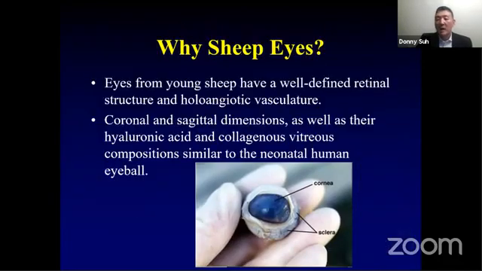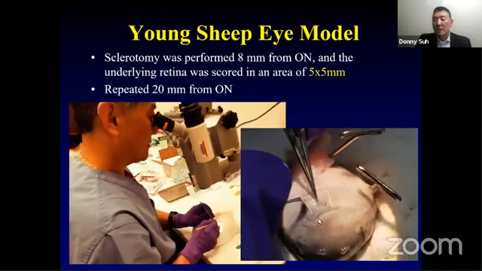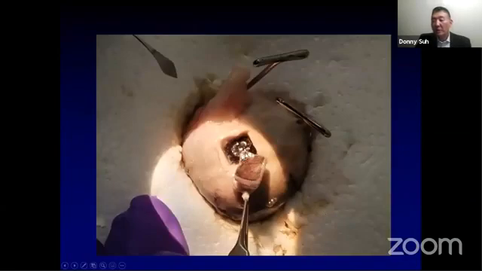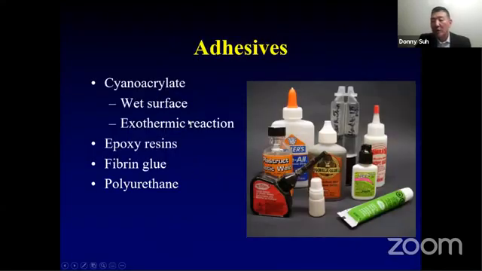And we went to the animal model, and we looked at the sheep. There are a lot of reasons why we looked at sheep; it had been well studied in the past. So we created a small opening in the sclera, and took out the RPE layers and left the retina intact. Then this retina was glued to a plastic that we call PTFE, with various materials, and we ended up using polyurethane for various reasons.